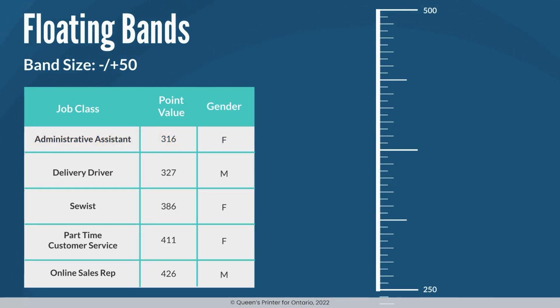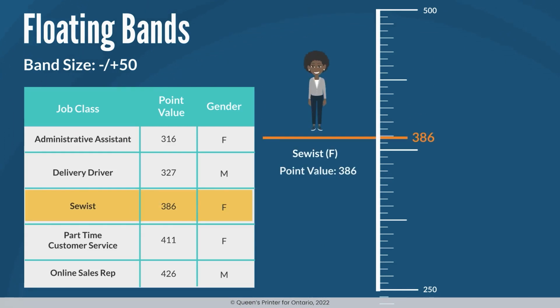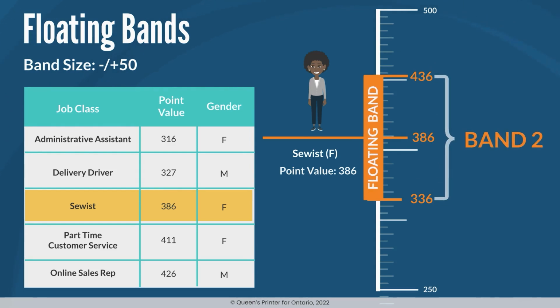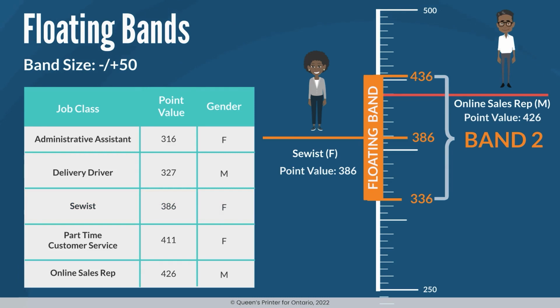Band 2 would be set against the point value of the next female job class, sewist, which step 3 showed us has a point value of 386. Therefore, band 2's range would start at 386 minus 50 to equal 336 and end at 386 plus 50 to equal 436. As a result, we can see that the online sales job class, with its 426 points, is a potential male comparator.